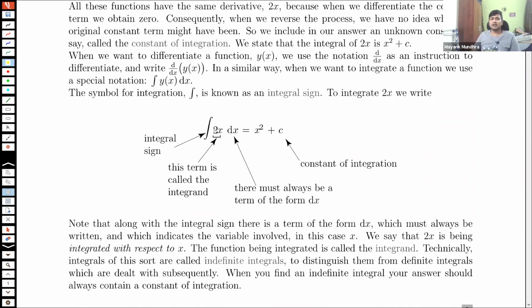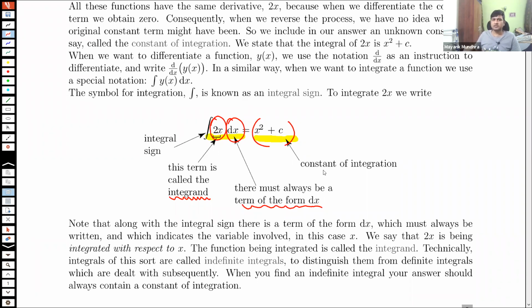So what we say is that the integration of 2x is not x square. The integration of 2x is actually x square plus some constant c, which we assume was lost. So we say that the original function was something like x square plus c. 2x is the function that we are integrating and it's called the integrand. Now dx is the term with respect to which we are integrating.